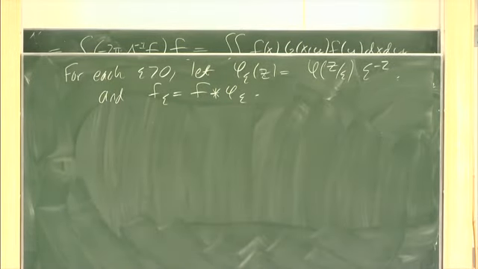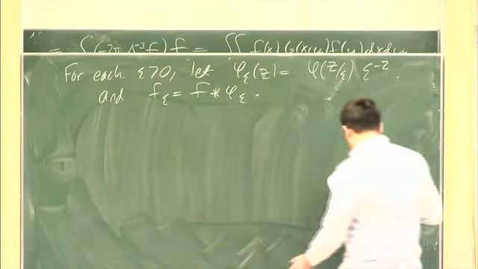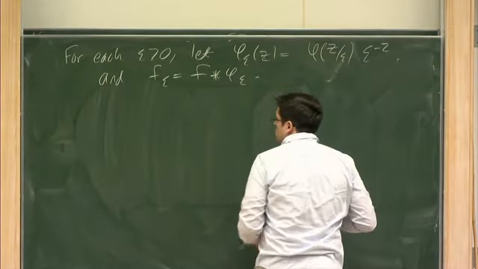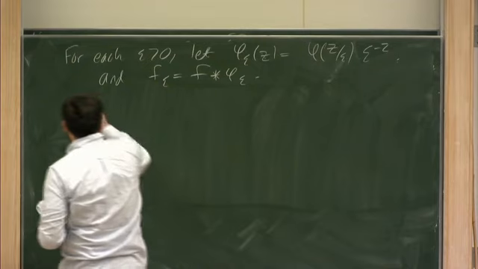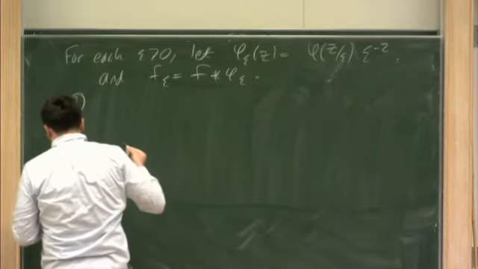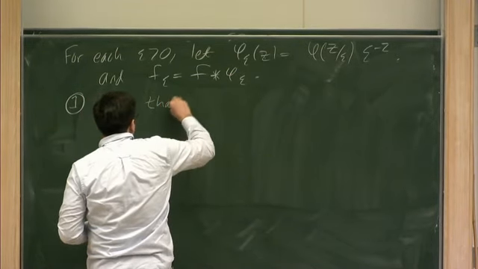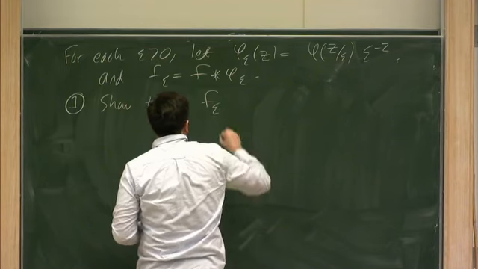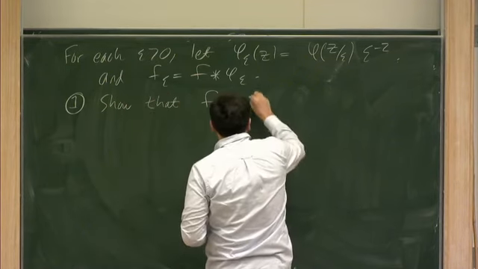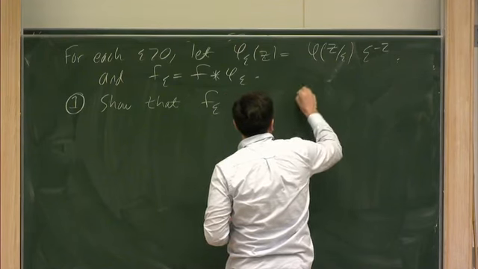So to prove this basic version of elliptic regularity, you just have to follow a sequence of elementary steps. The first one is you can show, and this is just like calculus, that f epsilon, for each epsilon, is a C infinity function.